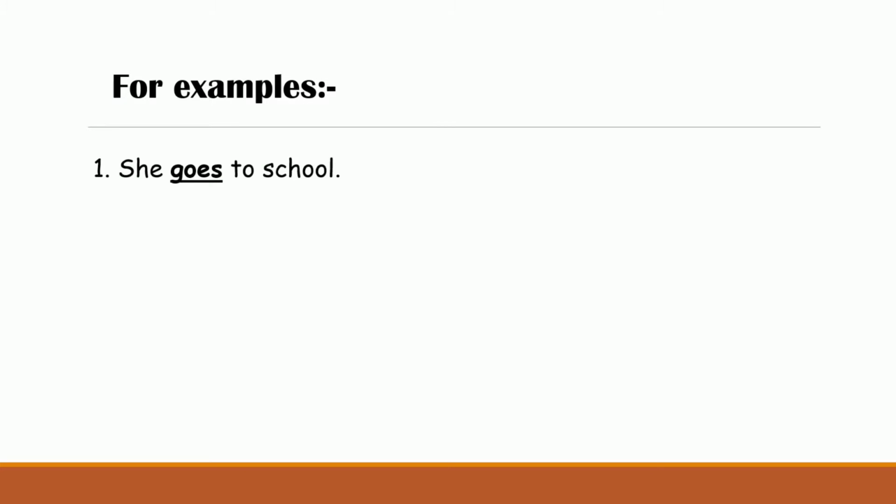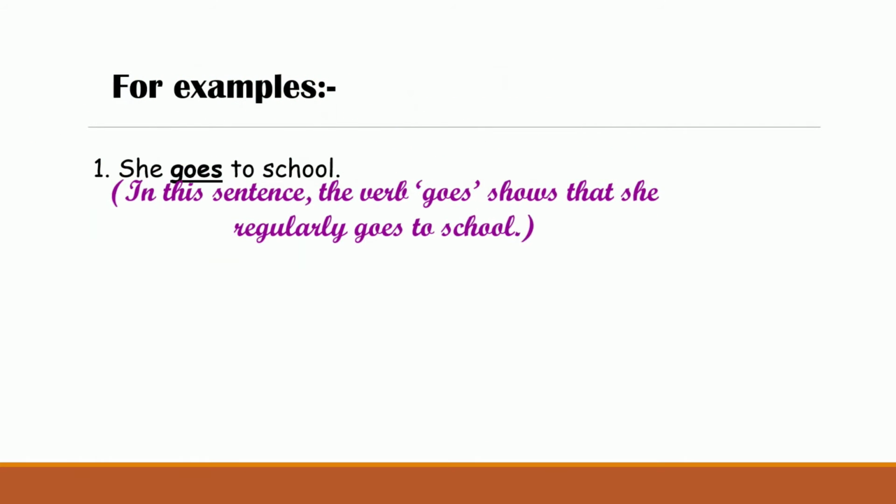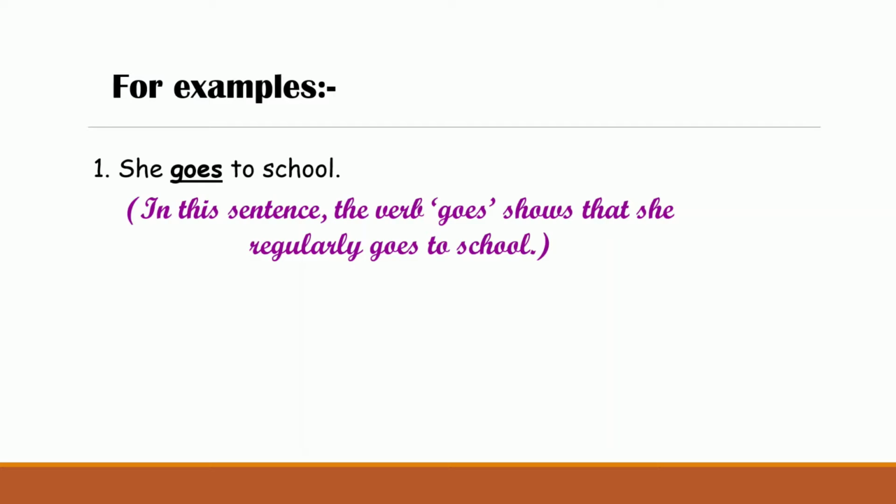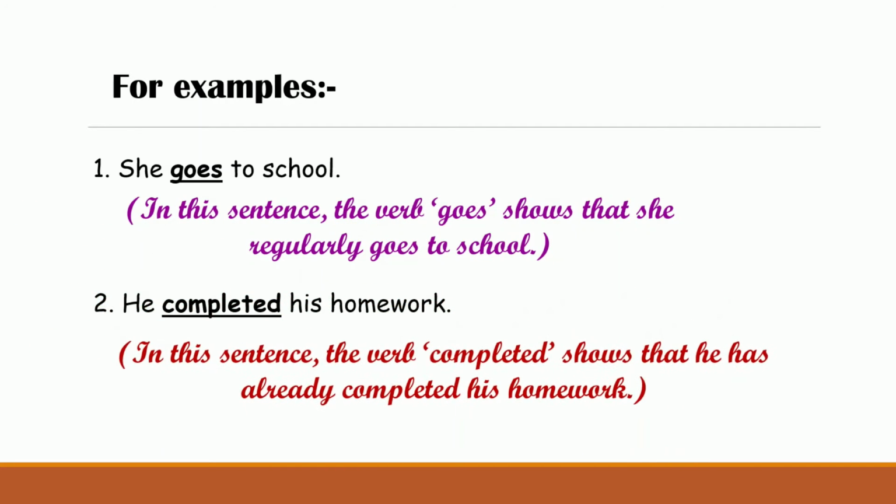For example, she goes to school. In the sentence, the verb goes shows that she regularly goes to school. He completed his homework. In this sentence, the verb completed shows that he has already completed his homework.